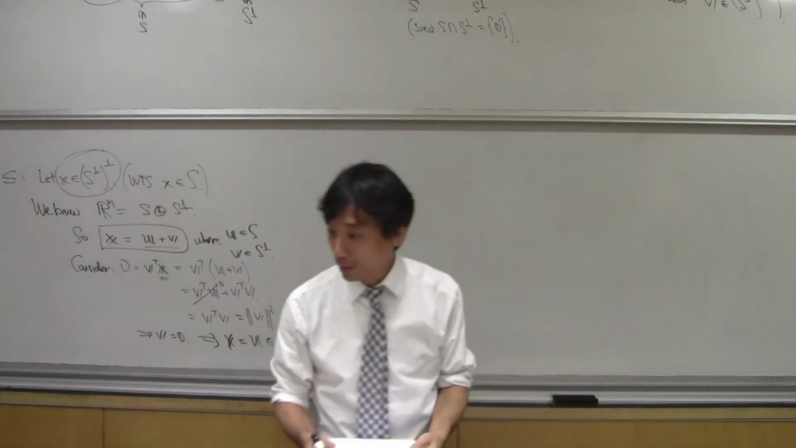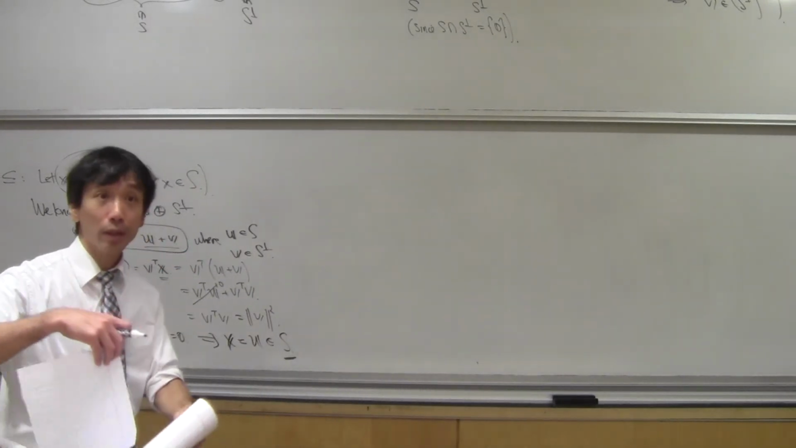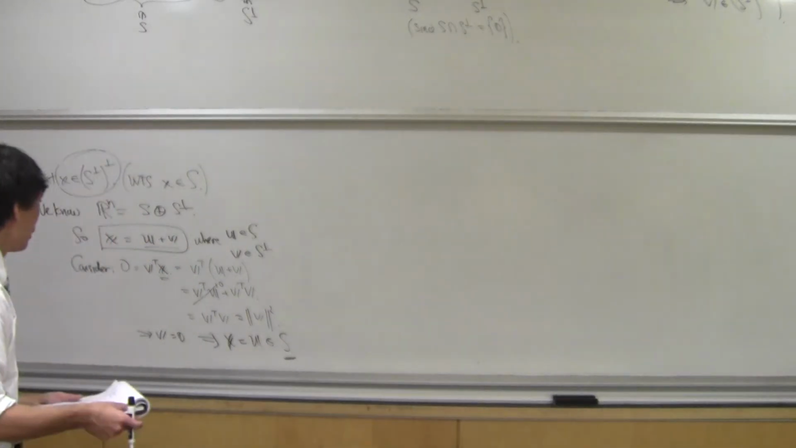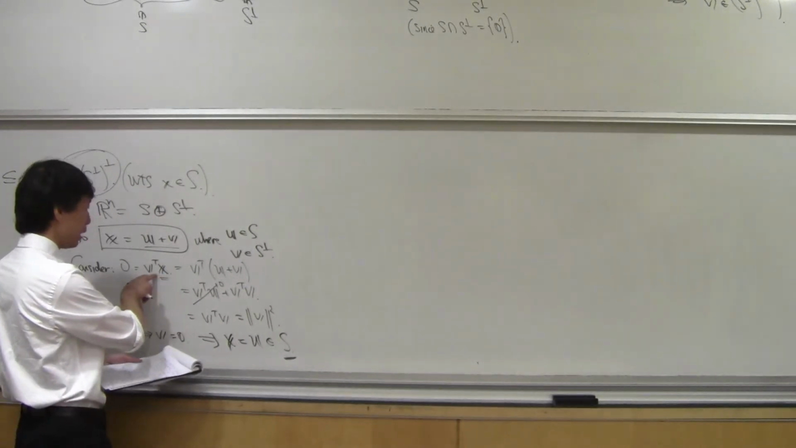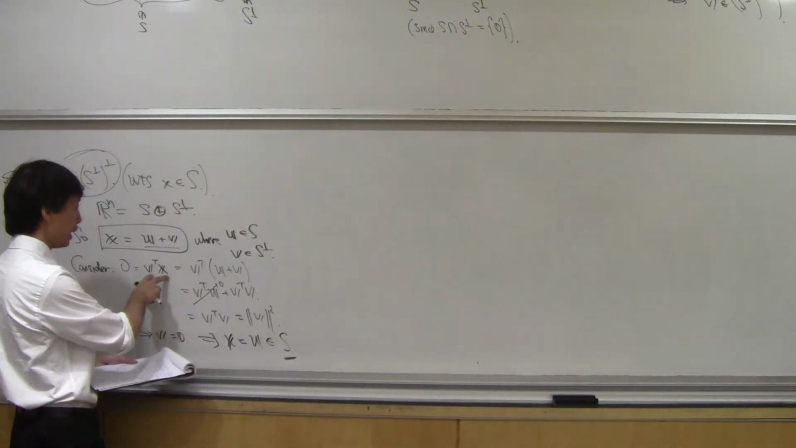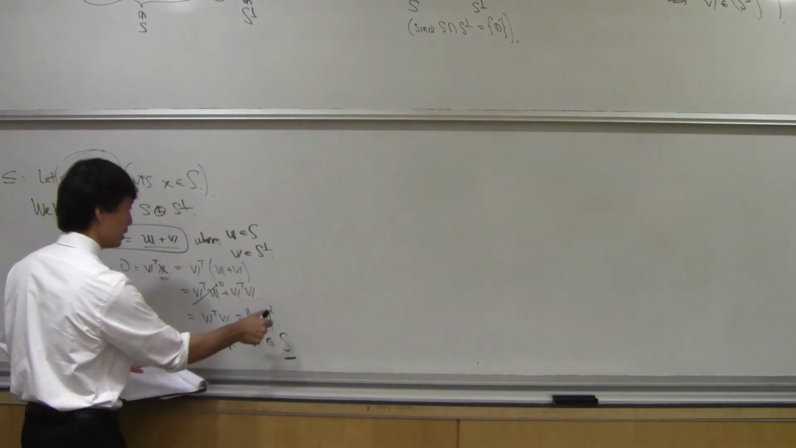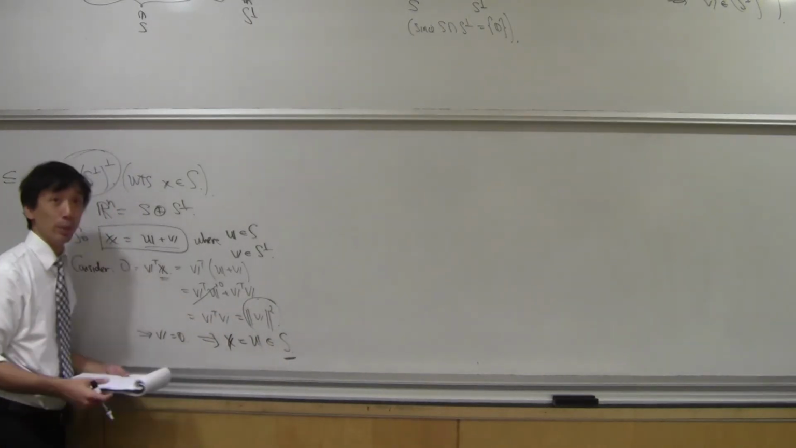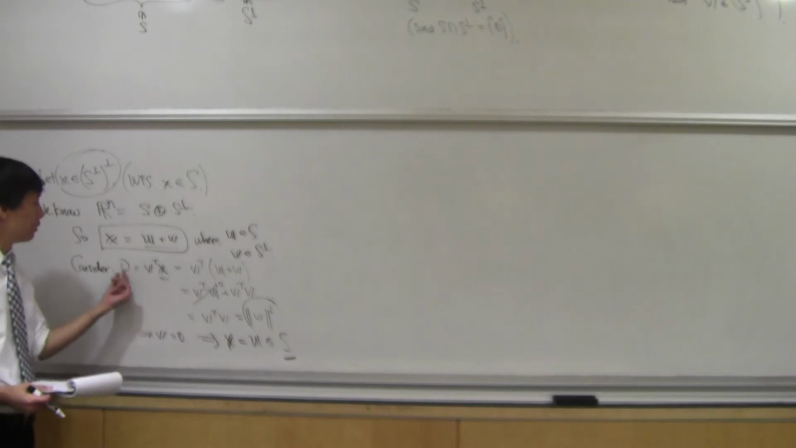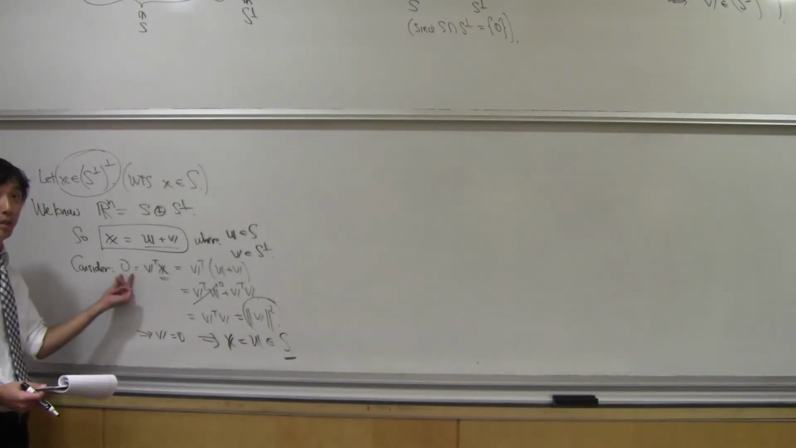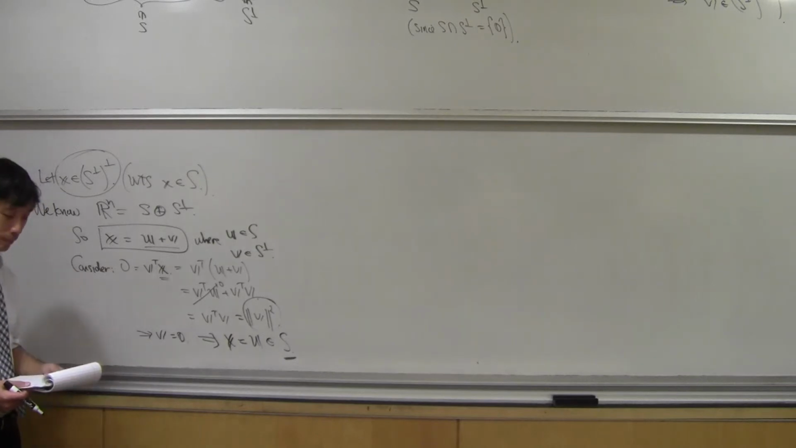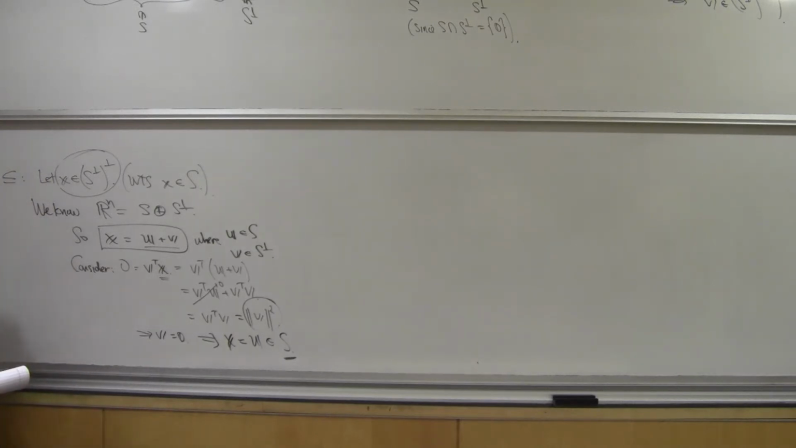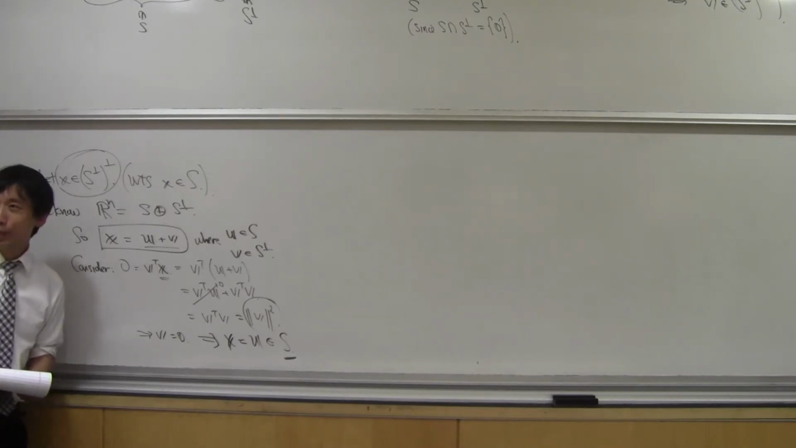Why is V 0? Because we took the dot product of V against X and saw that that's the same thing as the magnitude of V squared. But the magnitude of V squared is 0, and the only vector whose magnitude is 0 is the 0 vector. Okay, is everybody all right?